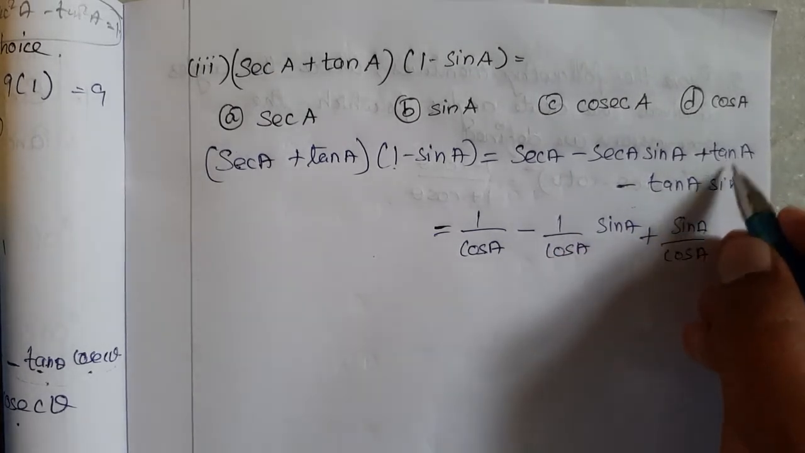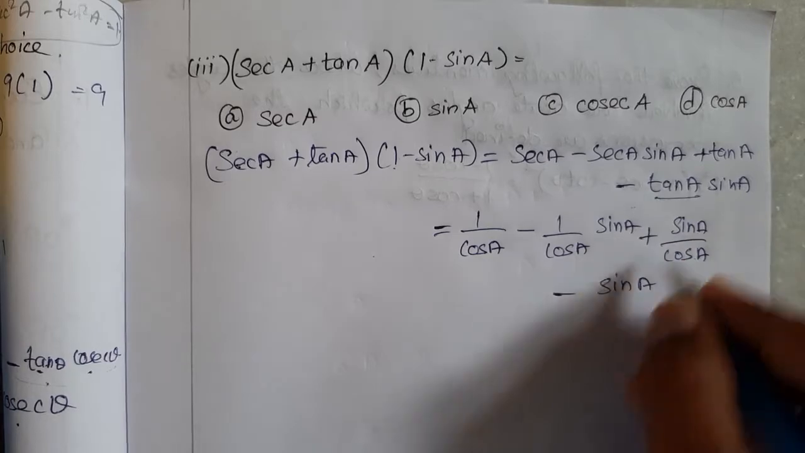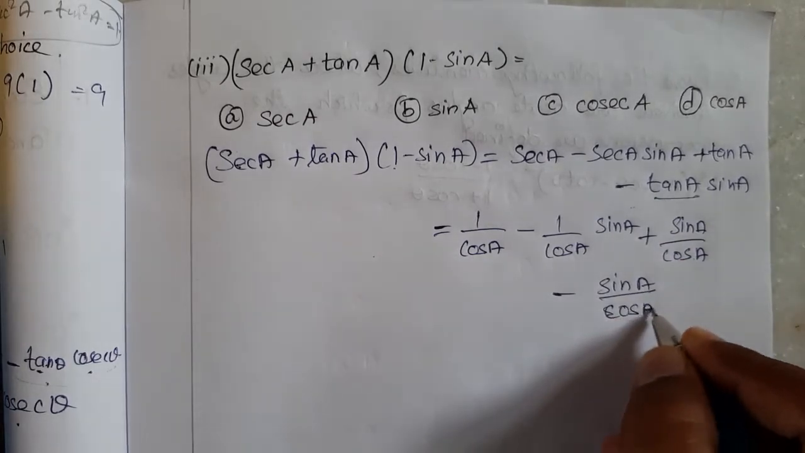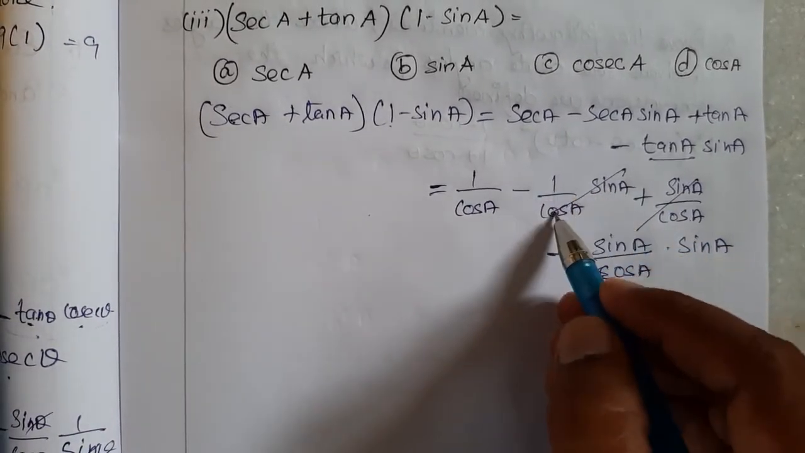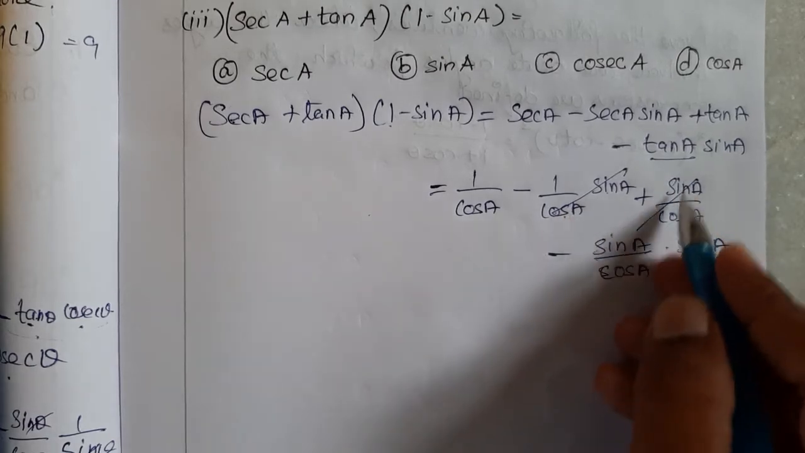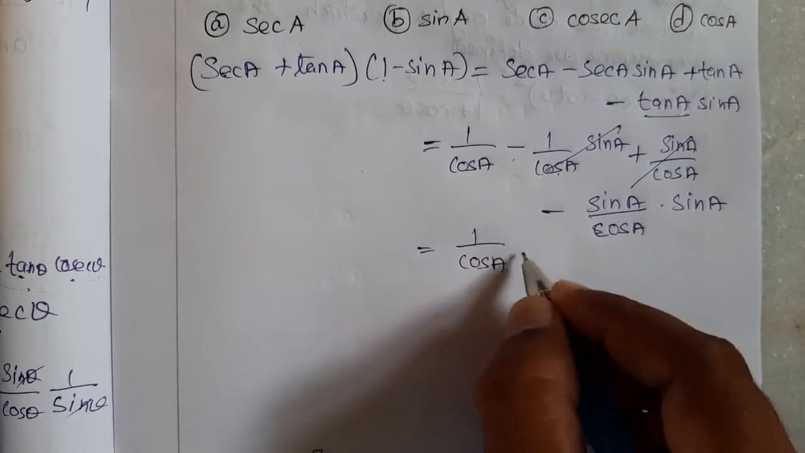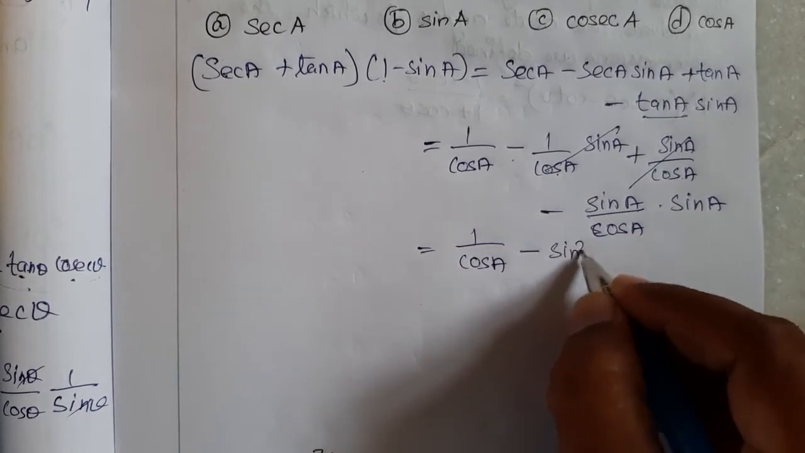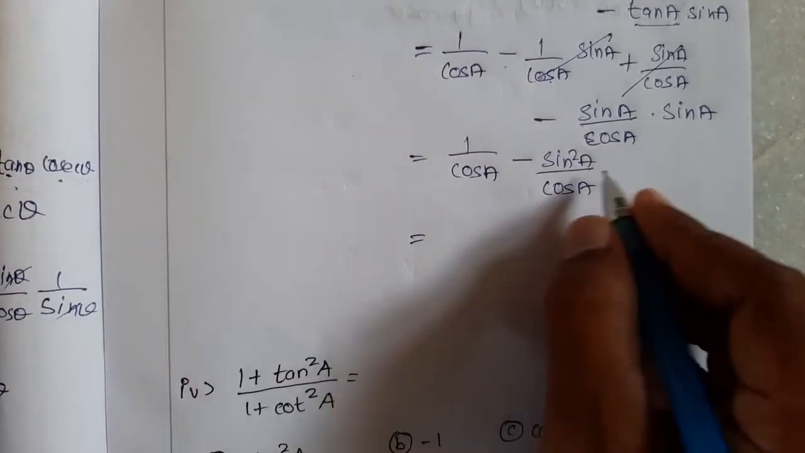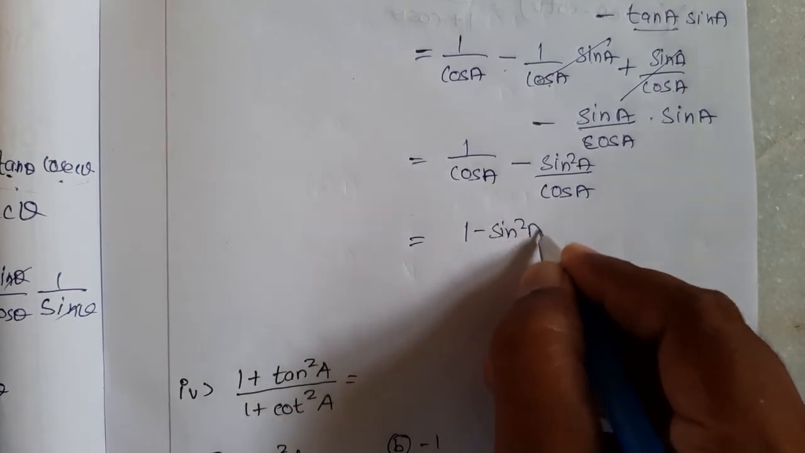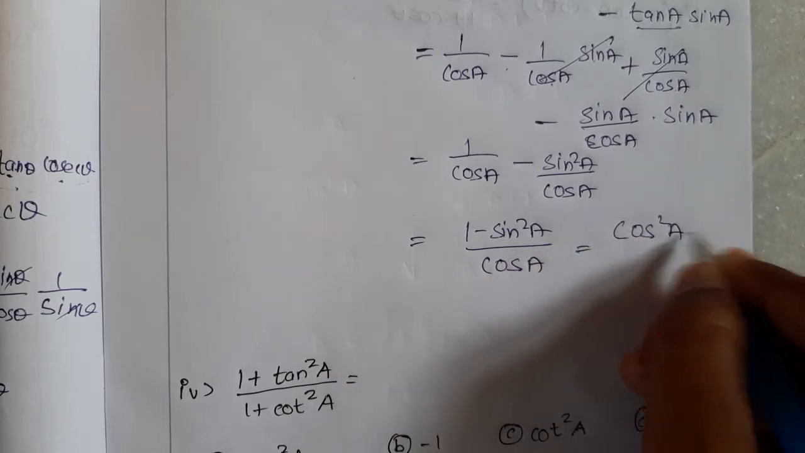And tan A, the next, minus sin A, the tan we are writing in terms of sin A by cos A into sin A, right? So this and this will get 0. So this is 1 by cos A into sin A, we can write as sin A by cos A. So minus sin A by cos A plus sin A by cos A is 0. So the rest is 1 by cos A minus sin into sin, sin square A divided by cos A. So the denominators are the same, so we can subtract the numerators: 1 minus sin square A by cos A. So 1 minus sin square A we can write as cos square A.